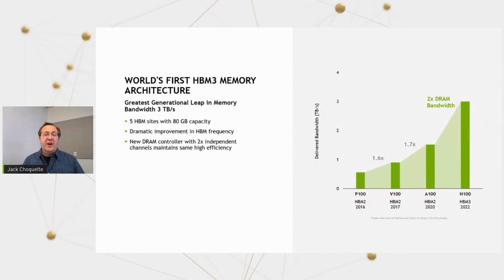Hopper's H100 features 5 HBM3 sites with a total memory capacity of 80 gigabytes. This memory system has been designed to maximize not just peak bandwidth, but delivered bandwidth. To achieve this, it features improvements in both the memory as well as the GPU's memory controllers, which were optimized to run at dramatically increased DRAM frequencies and redesigned to include twice as many memory channels per HBM site to maintain the same high efficiency despite the increase in frequency. As a result, H100 achieves over 3 terabytes per second of memory bandwidth, 2x the throughput of our previous generation A100.